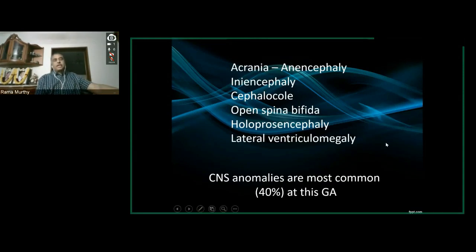Now, what are the lesions? Having done normalcy, what are the lesions that we're going to encounter by doing these sections routinely in day-to-day practice? So we will go through acrania, iniencephaly, cephaloceles, open spina bifida, holoprosencephaly, lateral ventriculomegaly in sequence. Now, at this stage, CNS anomalies are the most common. 40% of all the anomalies are CNS anomalies in this particular window of study.